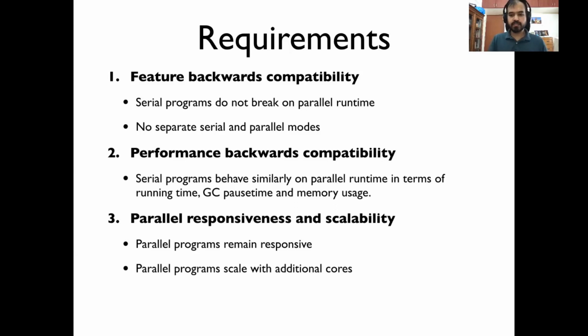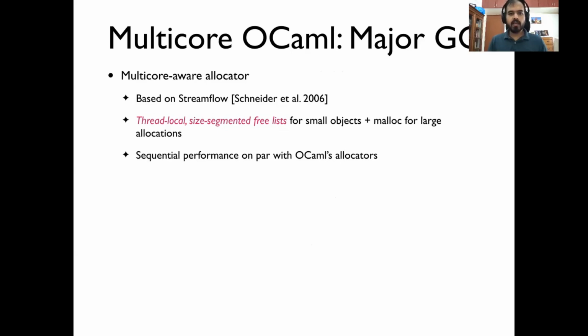So with that, we design a multicore OCaml garbage collector. And our multicore aware allocator is based on the Streamflow allocator, which uses thread local size segmented free lists for small objects and resorts to system alloc for large allocation. And the performance of this allocator is better than OCaml's first fit and next fit allocator and is on par with the recent best fit allocator from OCaml.